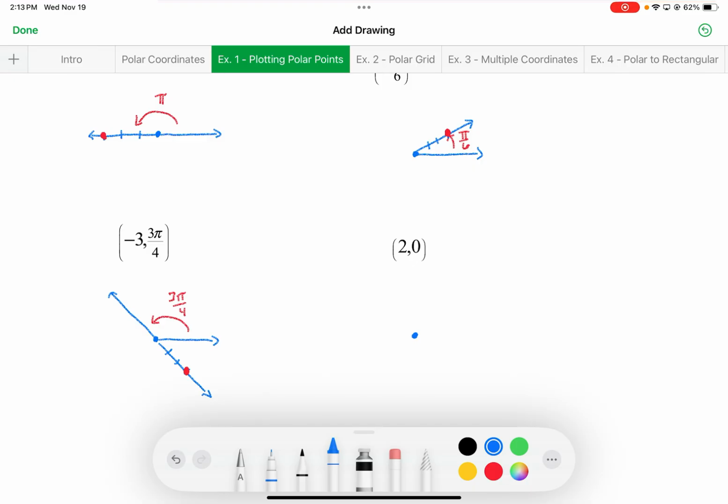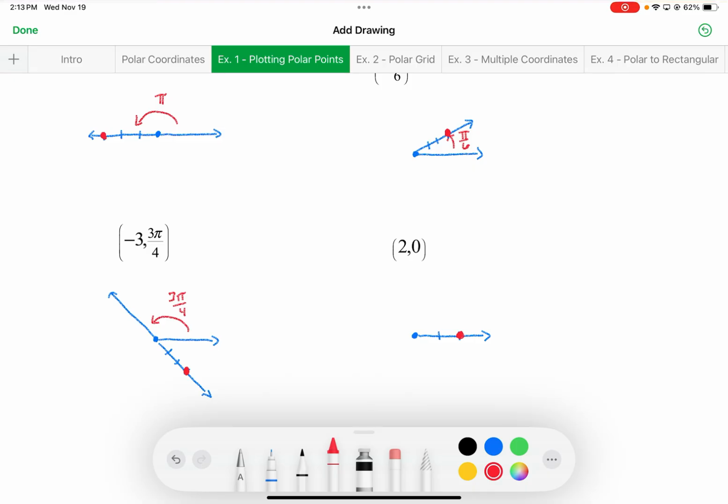All right, and then 2, 0, meaning 2 for r, 0 for theta, 0 radians. So think if your angle is 0, the initial side and the terminal side are the same, right? So you can stay on the polar axis, move 2 units along it. There's your point. And that does coincide with the rectangular point where x is 2 and y is 0.